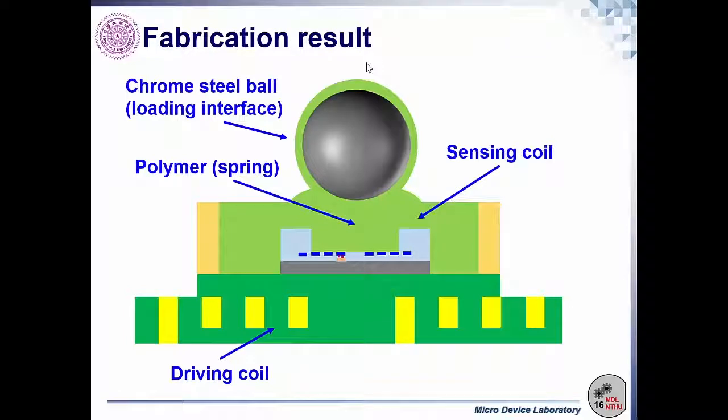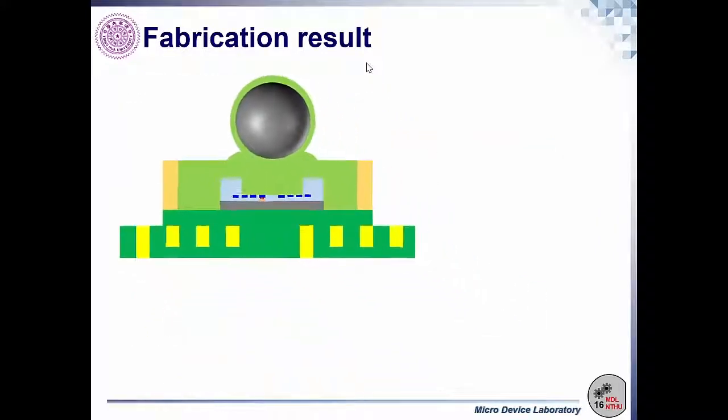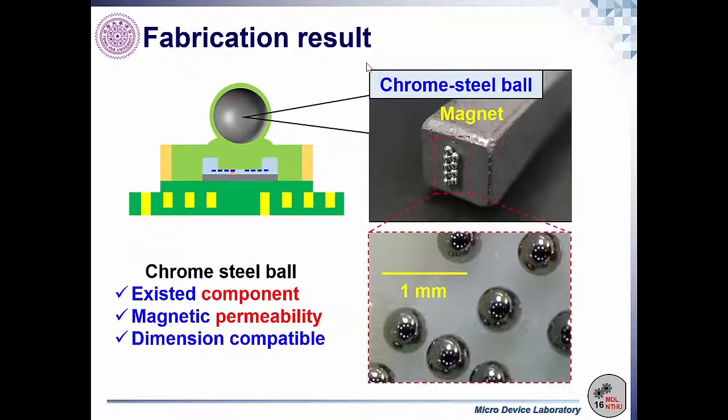This device consists of the chrono ball loading interface, the encapsulated polymer spring, and the sensing coil on the CMOS chip. And this is the driving coil underneath. The reason why we use the chrono ball as a tactile interface is that it is an existing component used in the traditional industry. The second reason is that it has magnetic permeability, as you can see, it is attracted by the magnets. And the more important thing is that the dimension is compatible with our micro-tactile sensor.